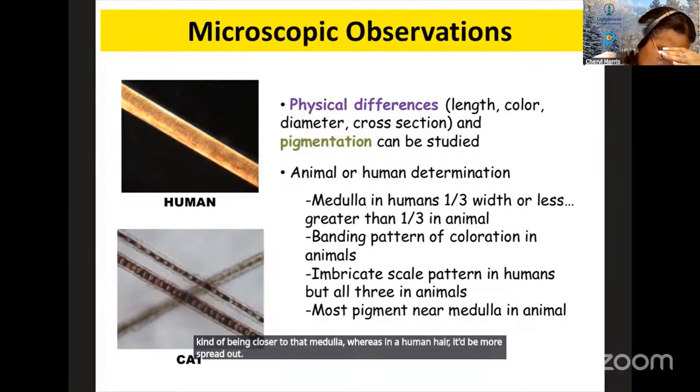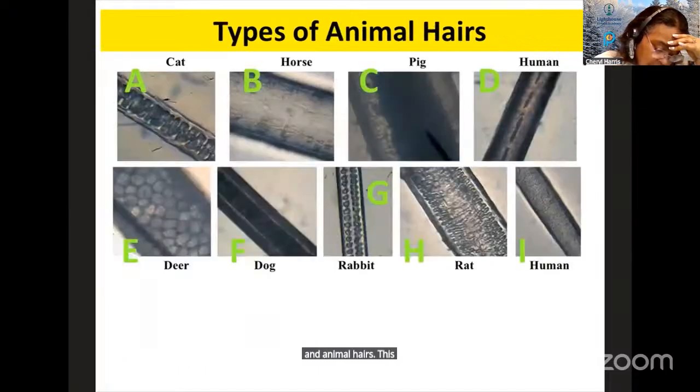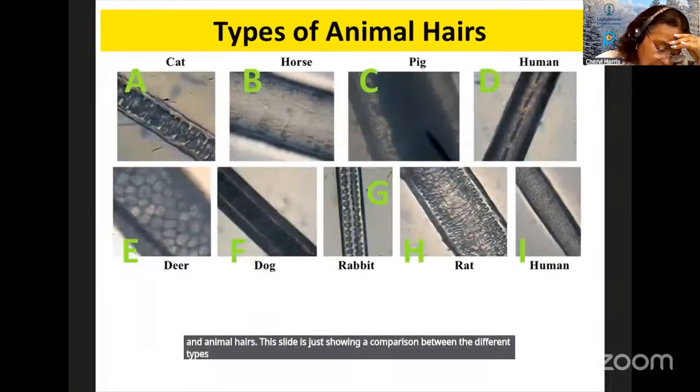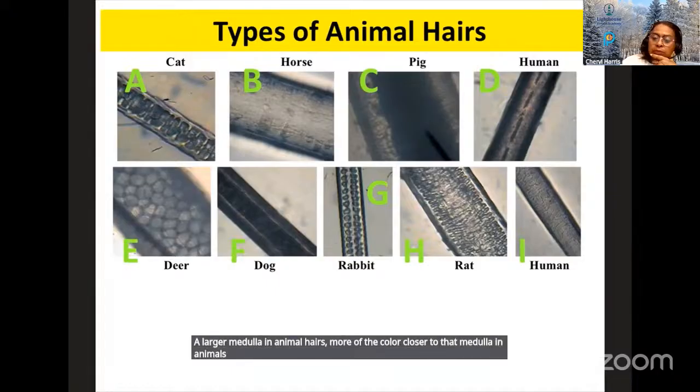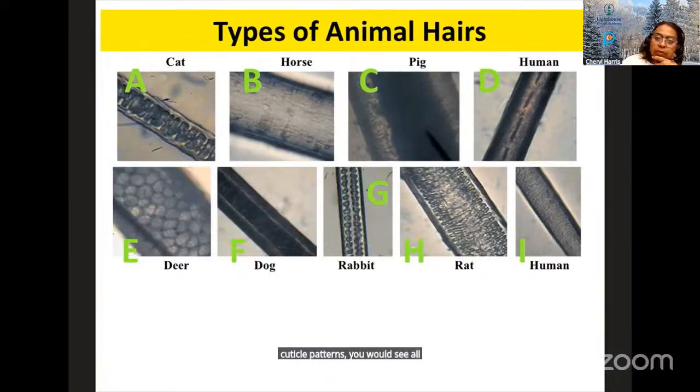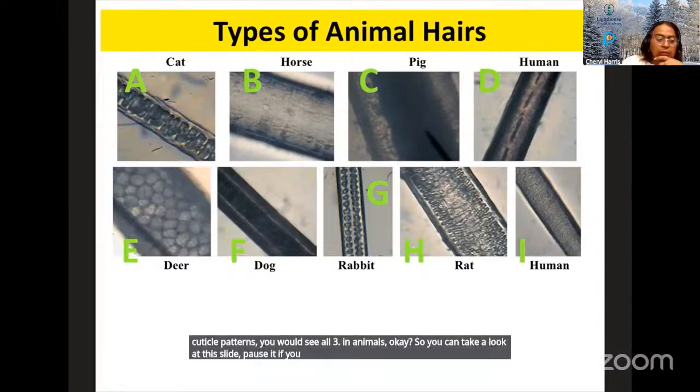So these are some important differences between human and animal hairs. This slide is just showing a comparison between the different types of animal hairs, and you can even see human hairs on here to compare them. But typically you would see a larger medulla in animal hairs, more of the color closer to that medulla in animals. Humans, the color is going to be kind of more spread out. And if you could actually see the cuticle patterns, you would see all three in animals. Okay, so you can take a look at this slide, pause it if you need to look at the different types and make comparison.